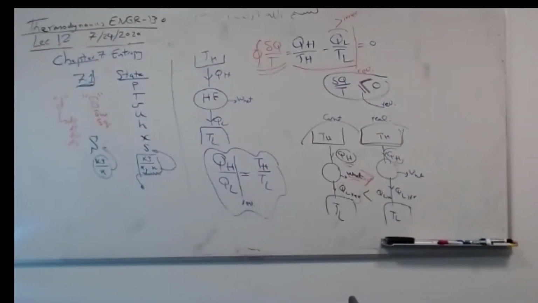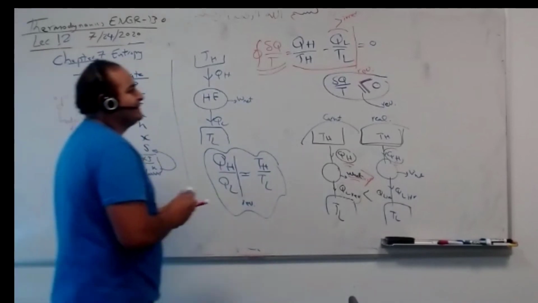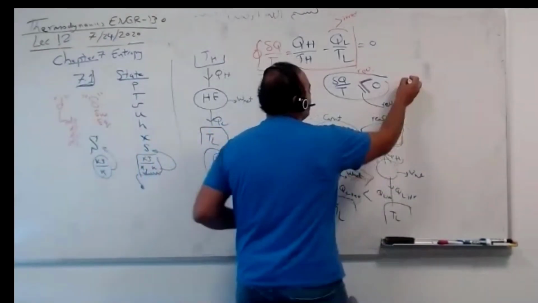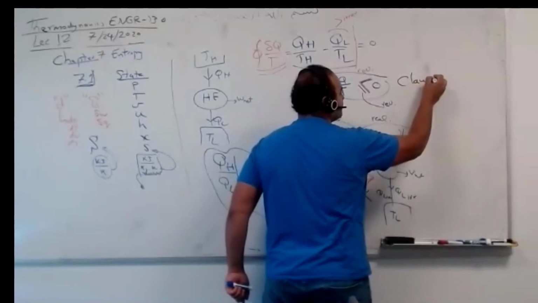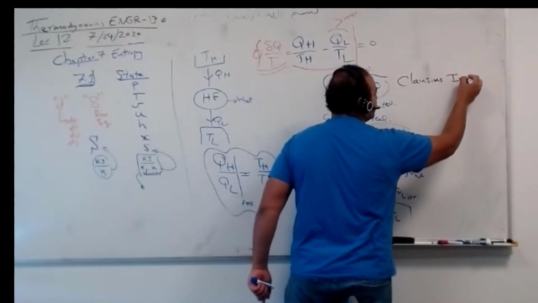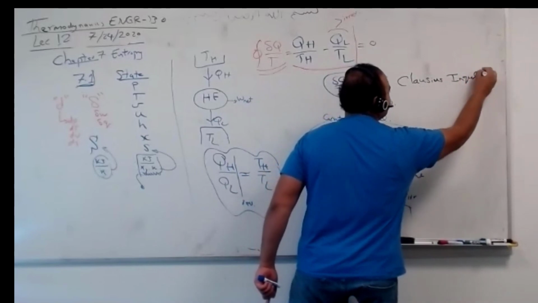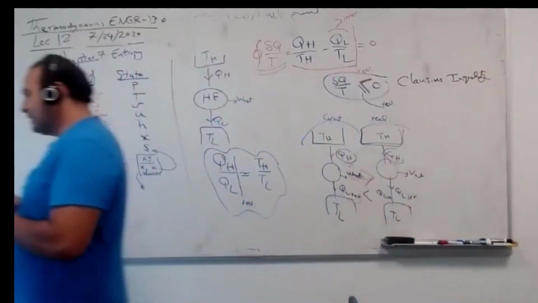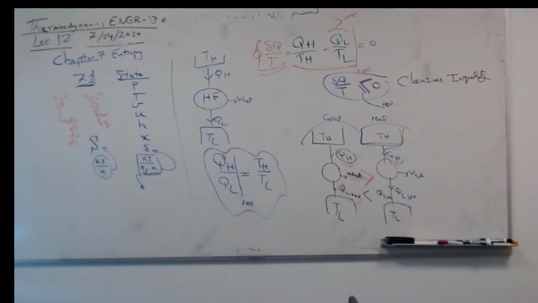Locally, delta Q over T, locally. And we call it Clausius inequality. This is called Clausius inequality, page 2 in your lecture 12. That's cool. That's very cool.